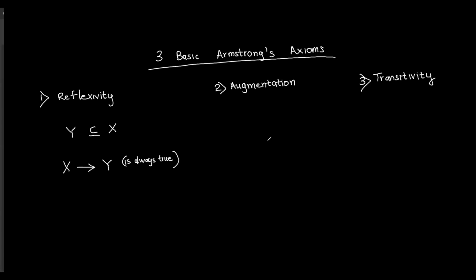The augmentation axiom states that if X functionally determines Y, XZ functionally determines YZ. In relational algebra, I taught you some operations, and union was one of them. XZ can be interpreted as X union Z, and YZ can be interpreted as Y union Z.